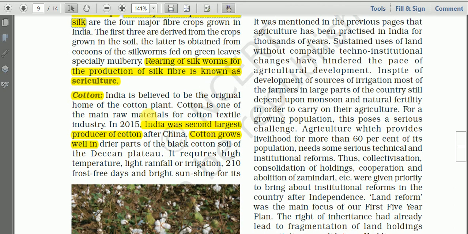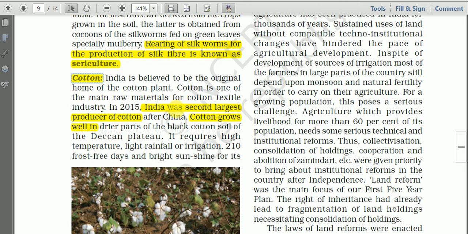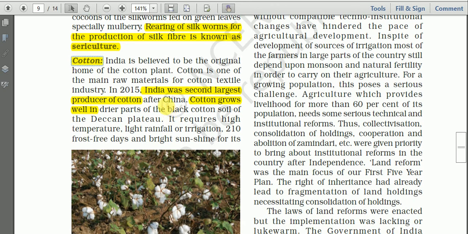And cotton is the most important fiber crop grown in India. About the position, India was the second largest producer of cotton after China in the year 2015.